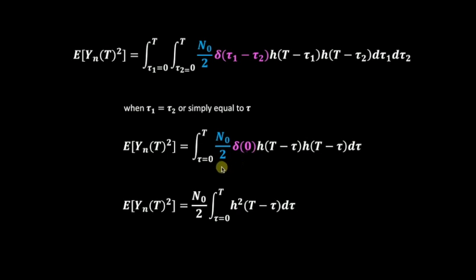So we're going to have here N naught over 2, integral from tau equal to 0 to t, h squared of t minus tau d tau. So this is now the equivalent of the average power of noise in our given system. So let us represent this one as equation 2.